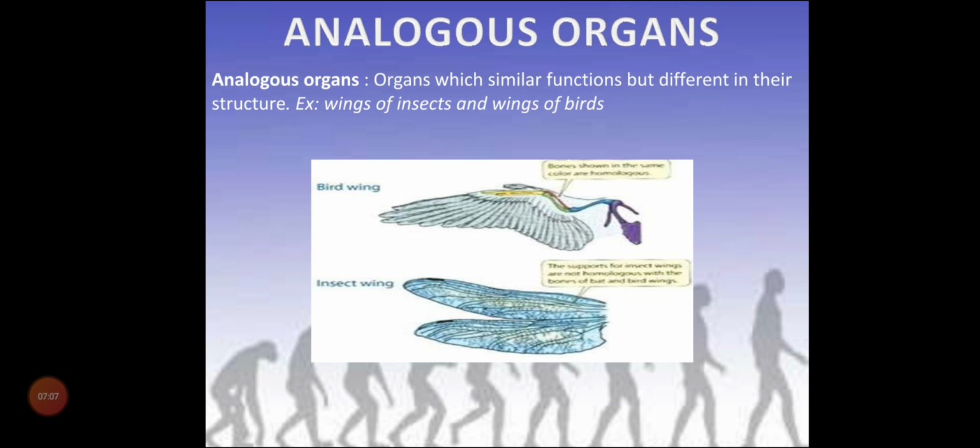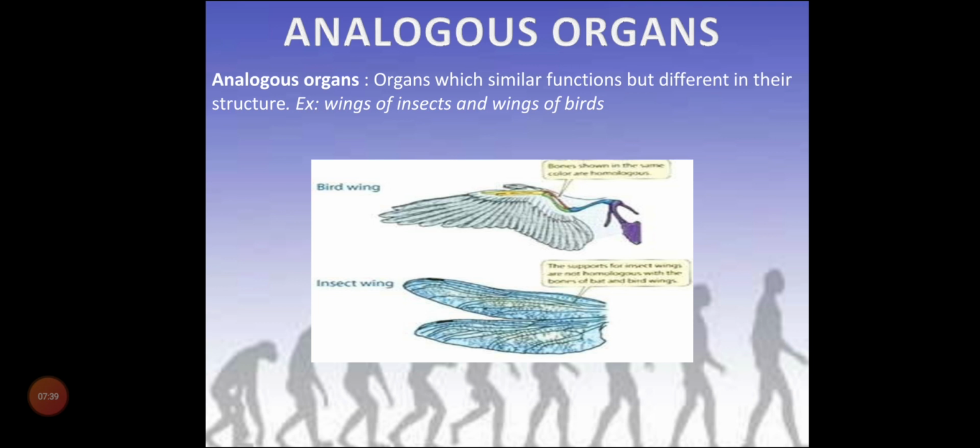The organs which acquire different fundamental structures and embryonic origin, but perform the same function. They are different in structure, but perform the same function and may superficially look alike in entirely different species are called analogous organs. The wings of an insect and the bird are analogous organs.